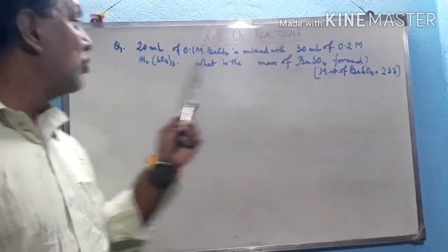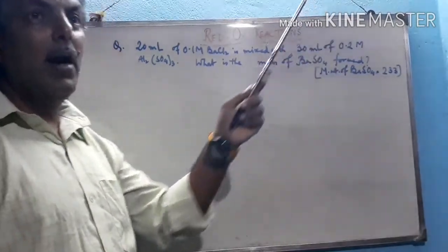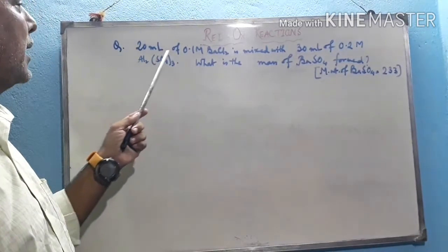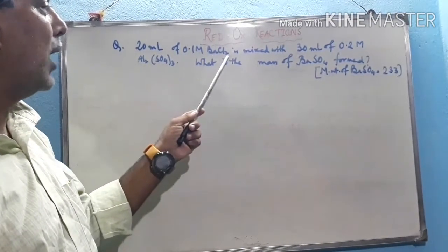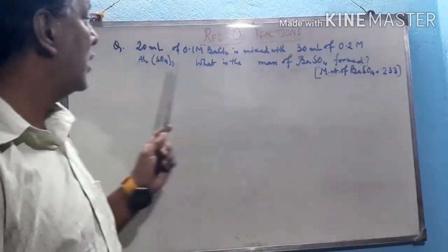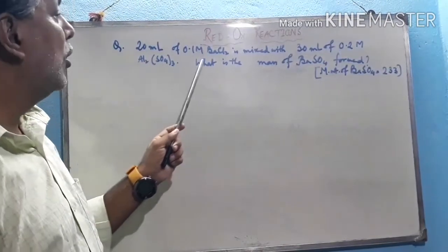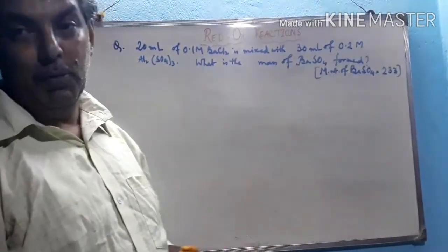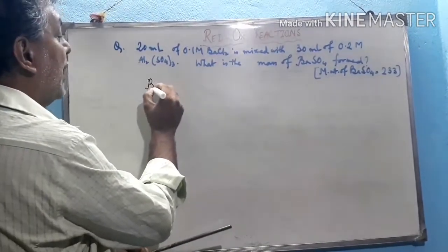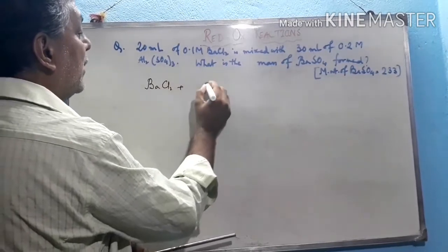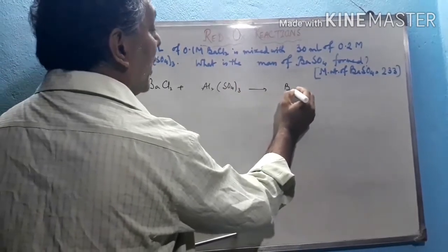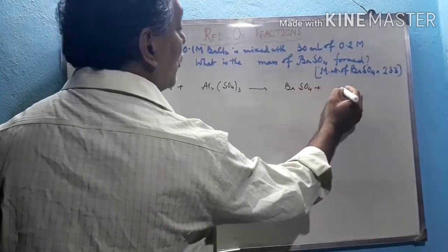Now, by solving a question, I am discussing the millimole and milliequivalent. See the question: 20 milliliter of 0.1 molar barium chloride, BaCl2, is mixed with 30 milliliter of 0.2 molar Al2(SO4)3, aluminum sulfate. What is the mass of barium sulfate formed? That means these two react with each other. So first we have to write the reaction: barium chloride reacts with aluminum sulfate, Al2(SO4)3, to form barium sulfate and aluminum chloride.